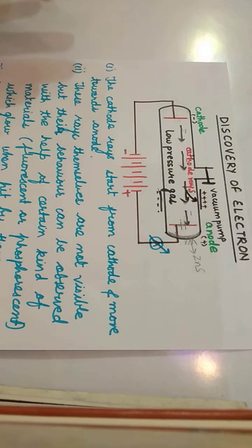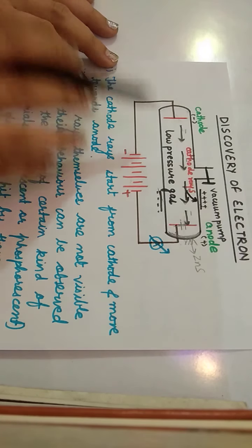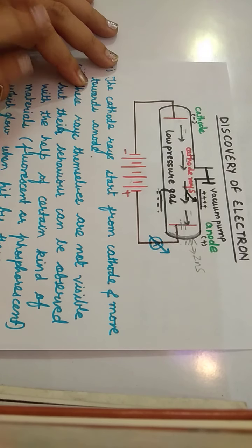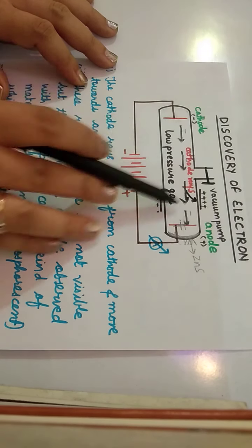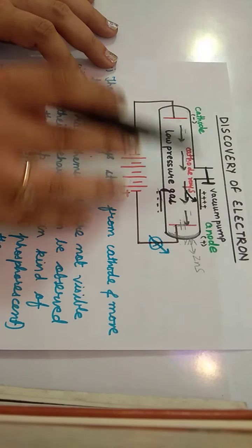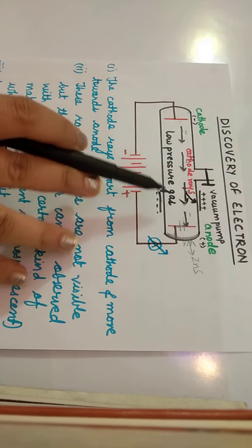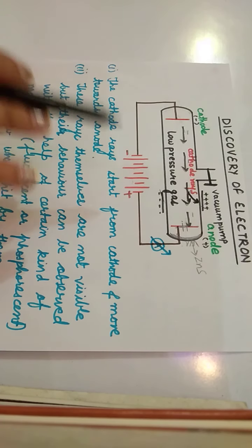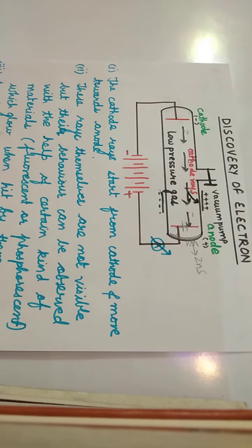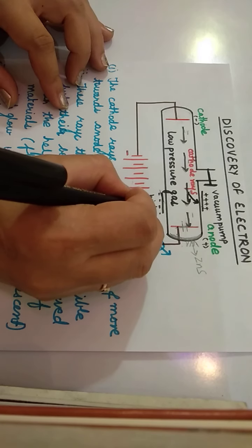Now the next one is, whatever gas you take, it will not depend upon the nature of that gas either. You can take any gas, it should be under low pressure, and still cathode rays will tend to move from cathode to anode. It means it does not depend upon the nature of the gas. You can take any gas, but that gas should be under low pressure. So this is what cathode rays are.